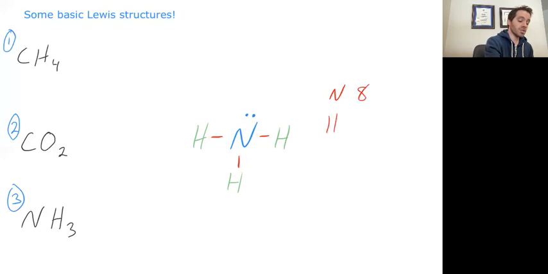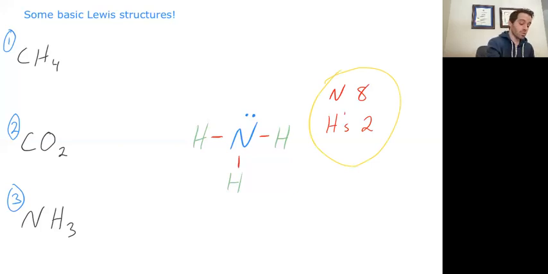What about the H's? The hydrogens each have 2. This is not bad news because hydrogen doesn't need 8. Hydrogen needs 2. That's what it needs in order to be happy. So this arrangement means that the Lewis structure is done and it's correctly drawn.